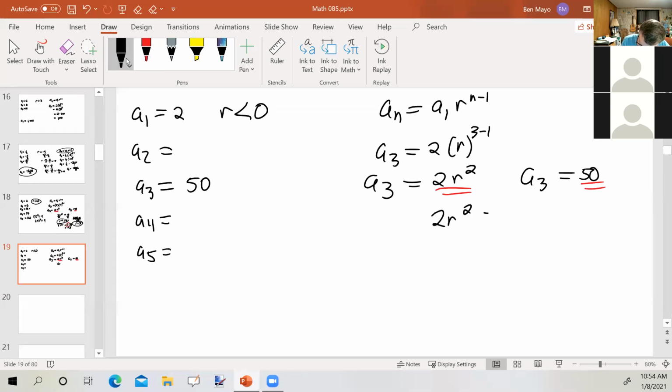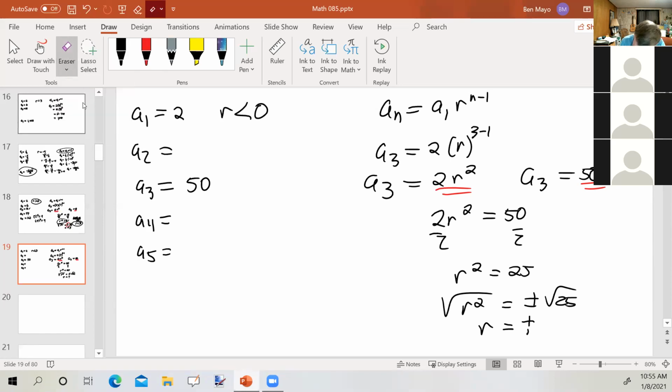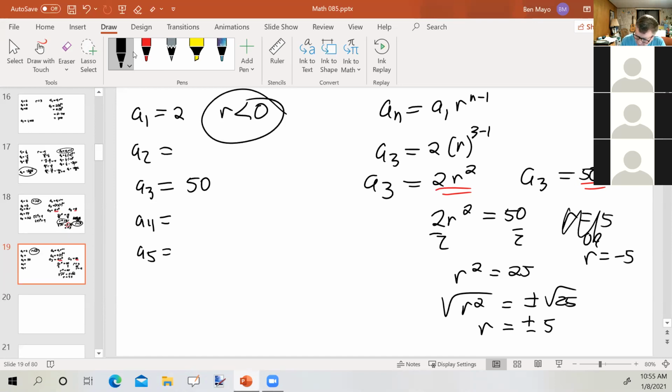This looks an awful lot like the last problem. Divide both sides by 2 and r squared equals 25. Well, what times itself, in other words, what is the square root of 25? 5. Or it could be negative 5, okay? So r equals 5 or r equals negative 5. But in this case, we're going to use the negative value, okay?